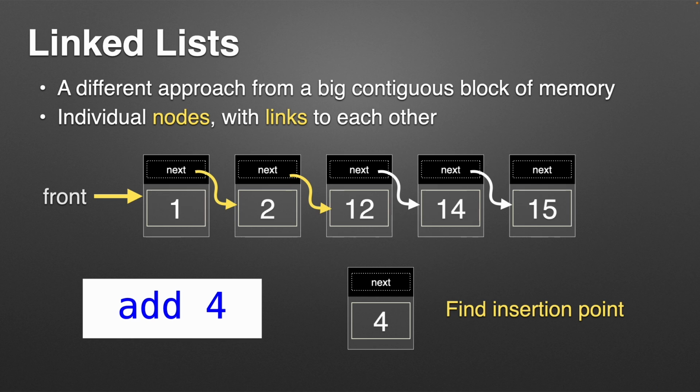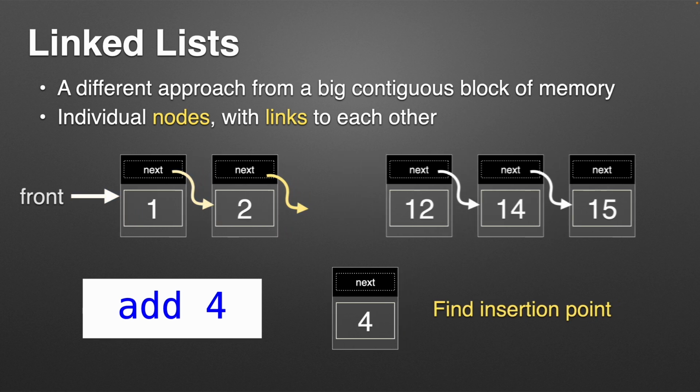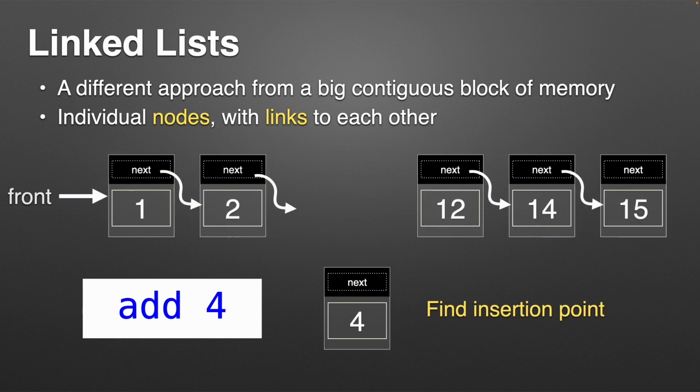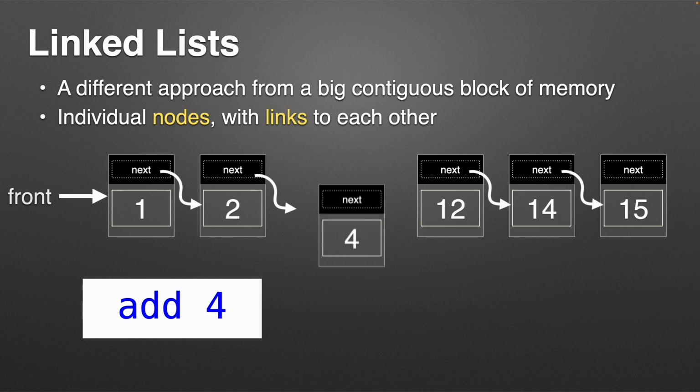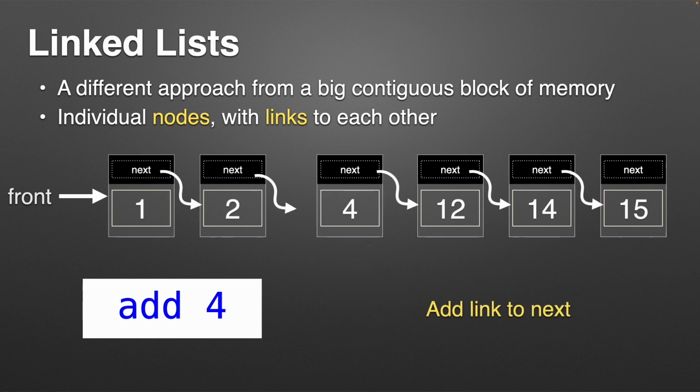So to do this, all we have to do is take this pointer that was pointing to 12, the node that holds 12. We remove that. We have 4 here in its node. We'll move it here, and its next pointer will now point to 12. And then all we have to do is change this guy to point to 4.